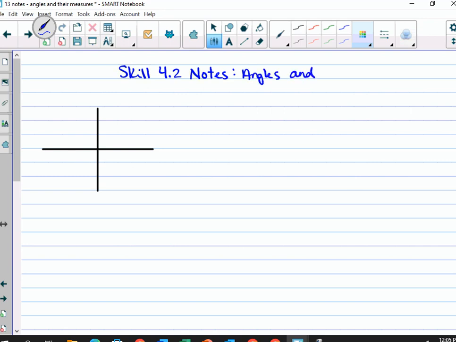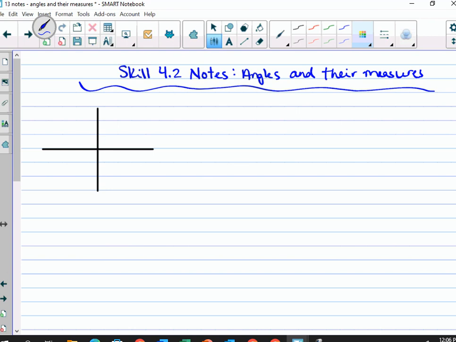Angles and their measures. The little XY grid here is all here. I'll draw some angles and label things for you. Okay.